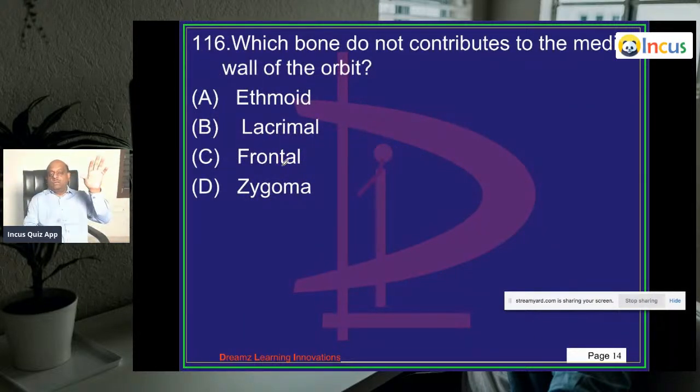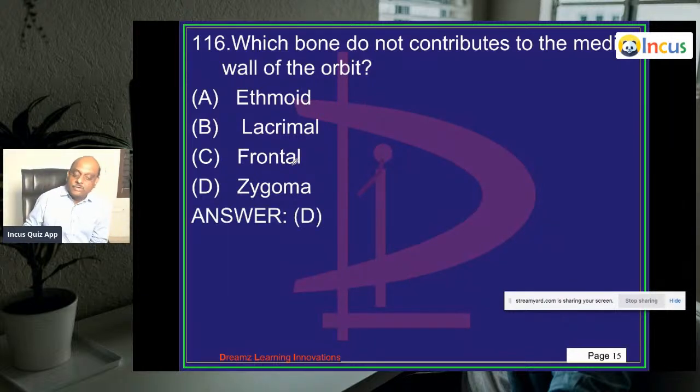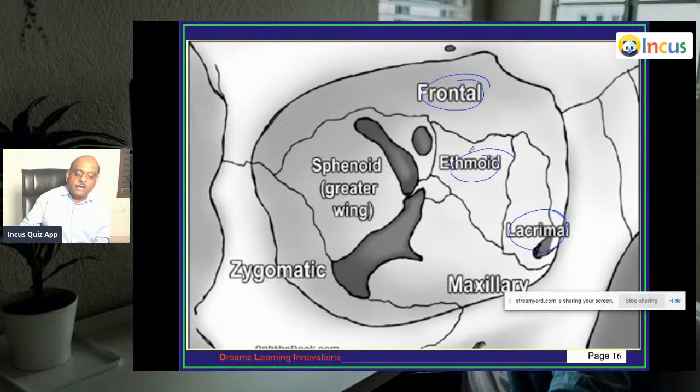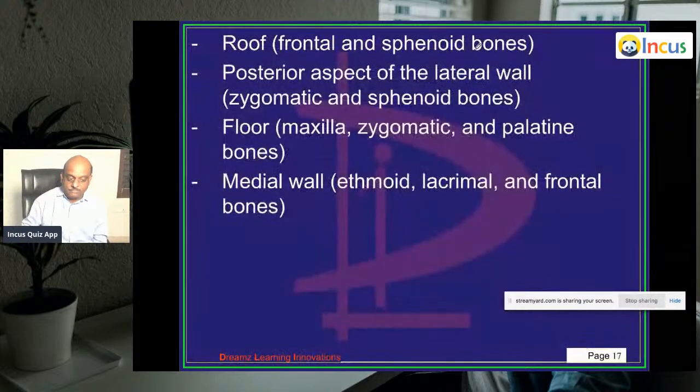Now, which bone contributes to the medial wall, lateral wall, roof, and floor of the orbit? You need to be 100% sure, one of the high topics of the exam. So ethmoid, lacrimal, frontal, they contribute to the medial wall of the orbit.